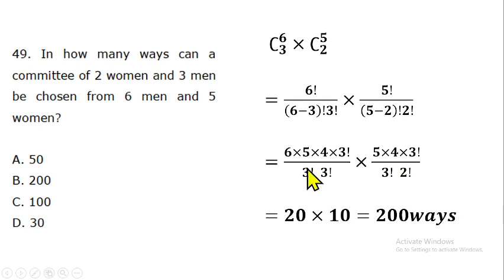So you are left with 3 factorial here, which is 6, can take care of 6 here. 5 times 4 will give us 20. 2 factorial here is 2, so 2 into 4 gives 2, then 2 times 5 gives 10. Multiply this together, that gives us 200 ways. Option B will be the correct answer.